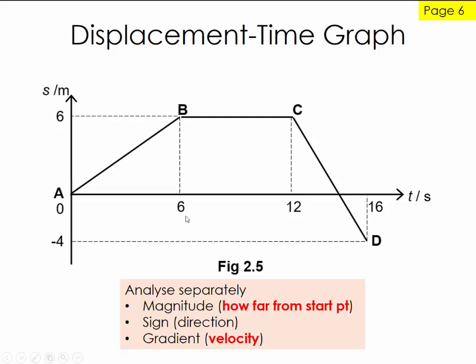Right, you have this displacement time graph to show how the body displacement varies with time. So again, you need to analyze separately the magnitude. Okay, how far from the start point? The start point is A. Okay, so if it's 6 meters here, means it is 6 meters away from the start point. The sign, okay, the sign indicates direction. Remember, displacement is a vector, and the gradient, which is the velocity.